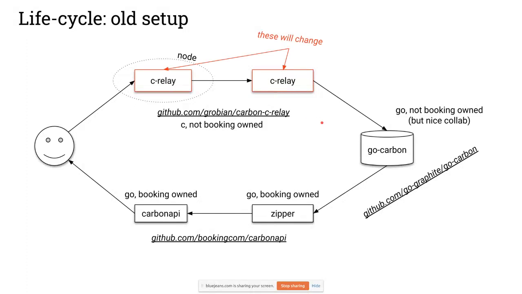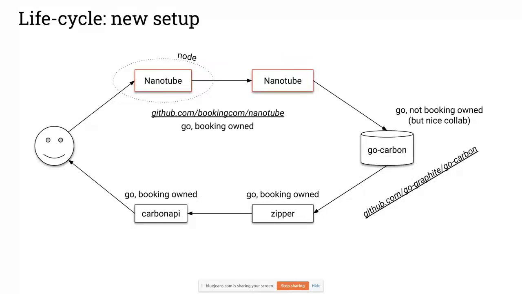So what we changed during our progress forward and when we developed the Nanotube is that these two things were replaced with the Nanotube. This is the project the talk is about. That one is in Go and it's Booking owned, unlike the previous one.